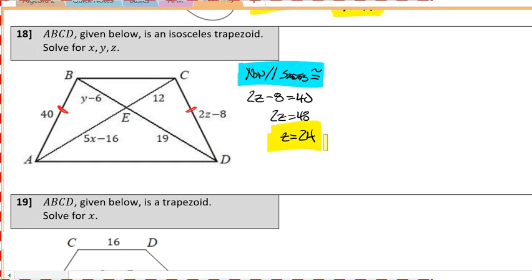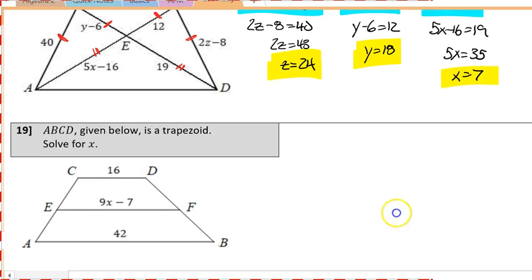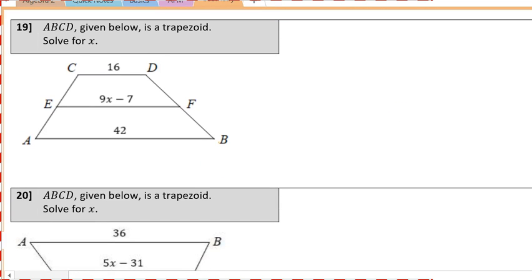Additionally, we know from an isosceles trapezoid that the diagonals are in fact congruent, meaning that each piece of the diagonal is congruent as well. So this piece EC is congruent to this piece BE, and this piece AE is in fact congruent to this piece ED, which sets up the equations y minus 6 equals 12 and 5x minus 16 equals 19. Again, from our pieces being equal, solving these multi-step equations gives us y is equal to 18 and x is equal to 7.